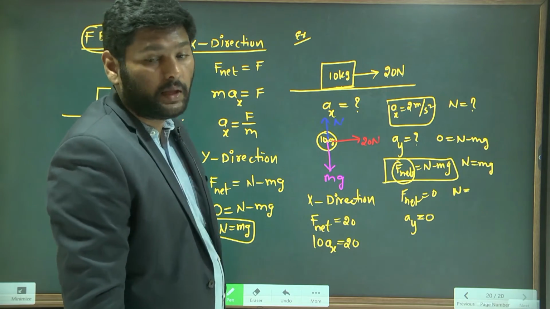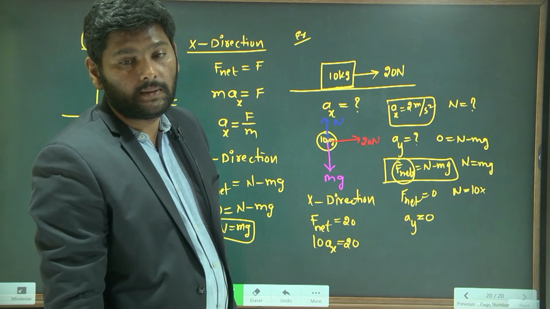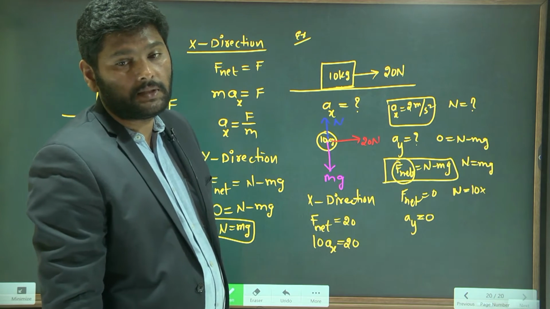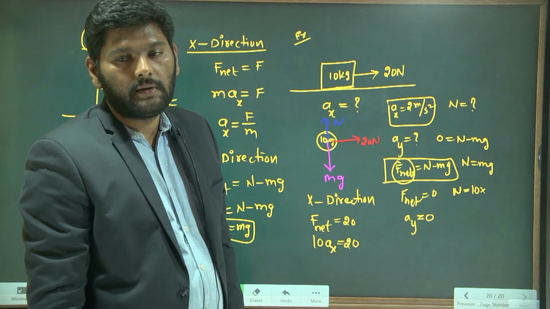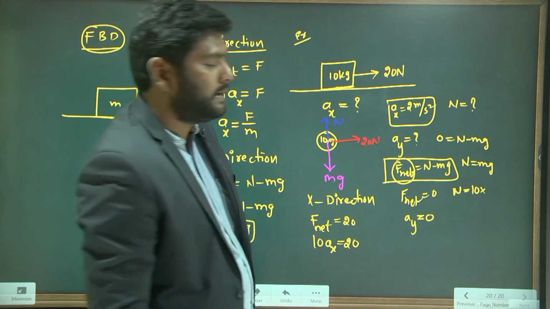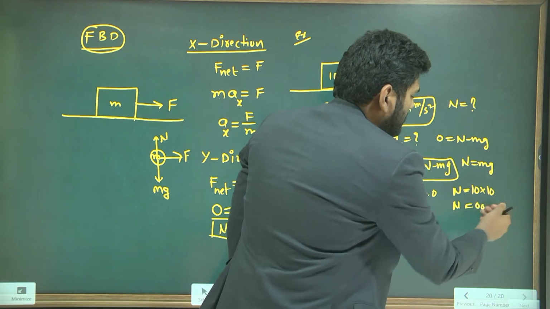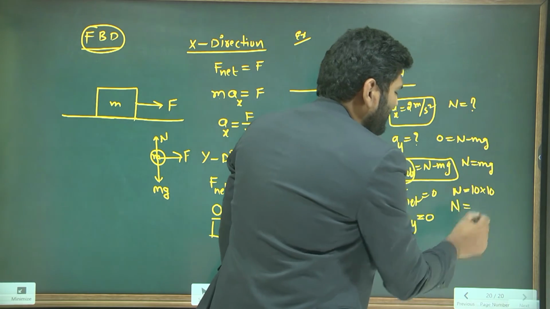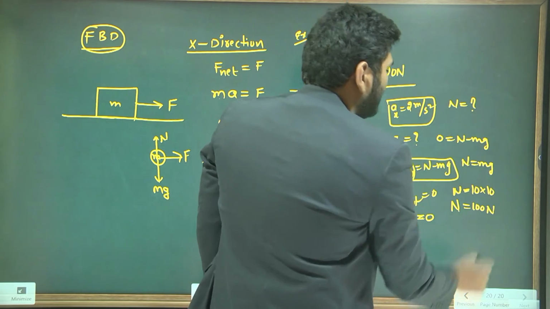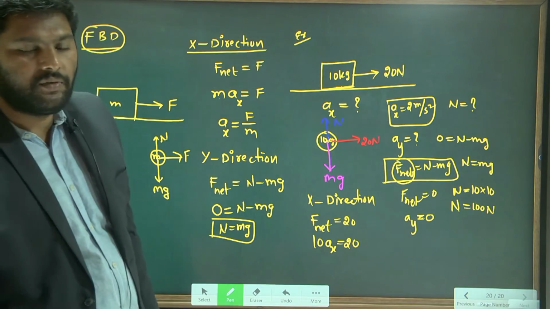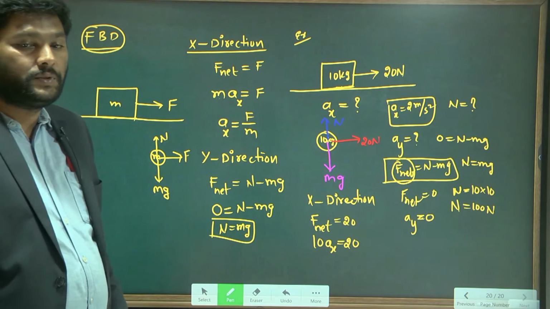m is 10 kg. What is the g value on the earth surface? Acceleration due to gravity on the earth surface, g. 10 meter per second square. So totally how much? 10 into 10, 100. 100 newton. What is newton here? Newton is a force unit, since this normal reaction is also a force. Understand? Okay.